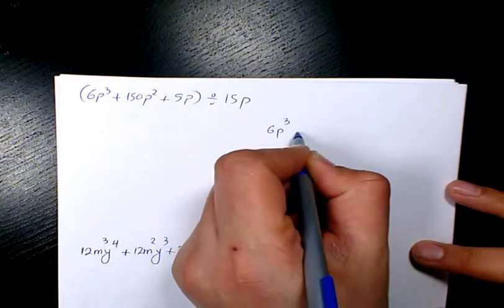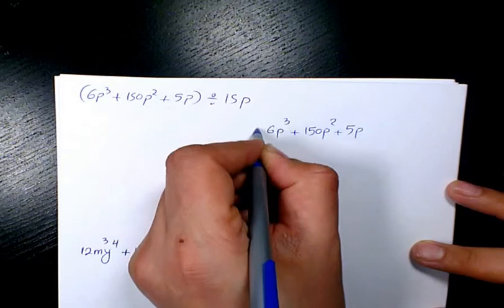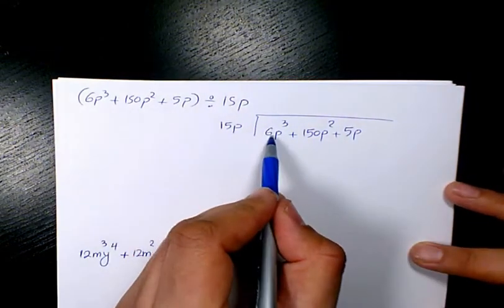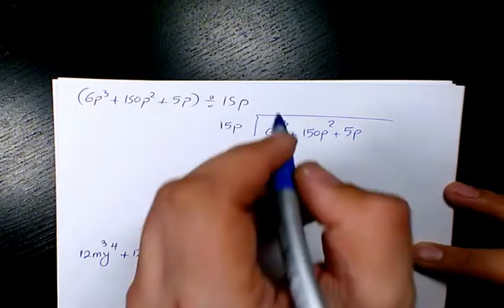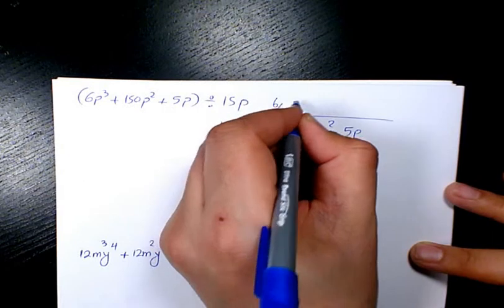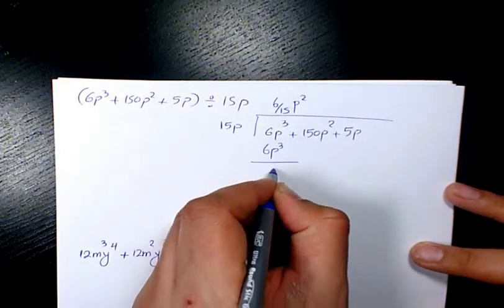6p cubed plus 150p squared plus 5p divided by 15p. So 6p cubed divided by 15p is going to be 6 divided by 15p squared. When you multiply it, it's going to be 6p cubed. It's going to be 0.